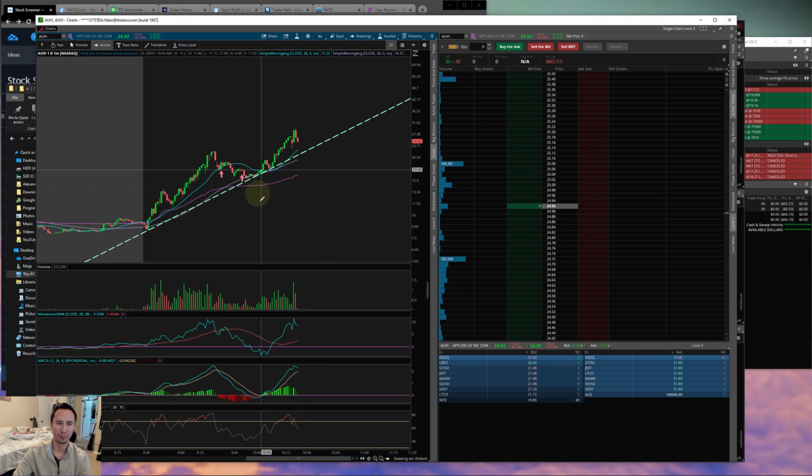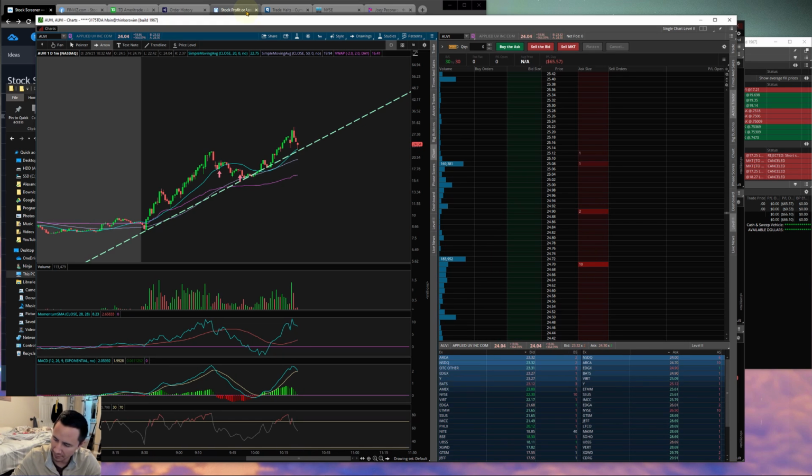But if I would have just stomached this for a little bit longer, let this come down and test this 50 MA here, then I would have been able to ride it back up to here, which if I would have stayed in that position, my average position, so this price is at, I probably would have gotten out about here. So let's just say 25.45. So I had 333 times 3, that's 9.99.